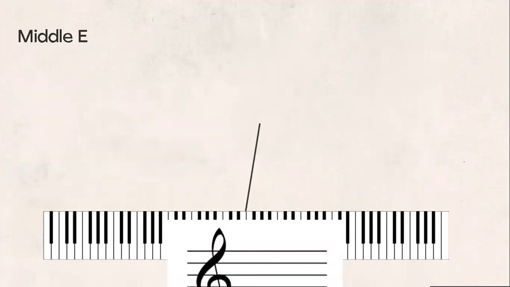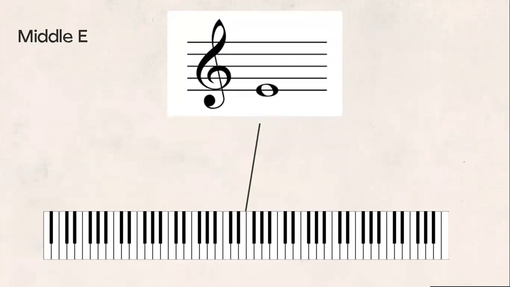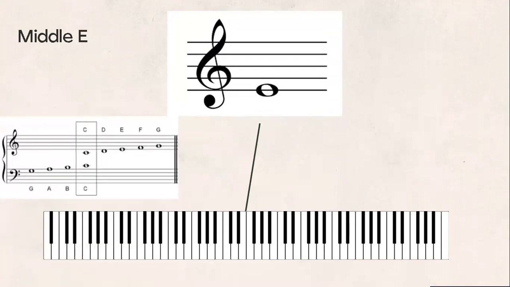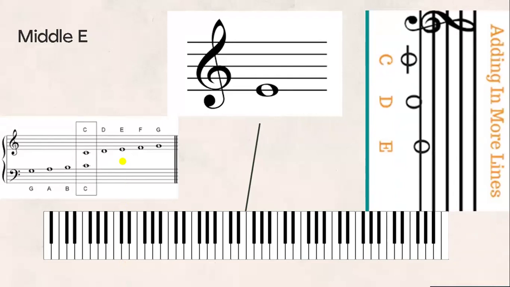Middle E. Middle E is written on the third line of the treble clef, which is also just right after the C, D, and E. You have C on the first line, on the short line, then D on the space, and E on the line. E is a line note. On the keyboard, it comes after the middle D, just right there.